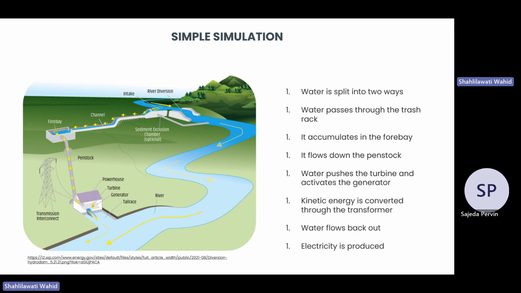After that, the water will slowly accumulate in the forebay section, and it will gain velocity when it flows down. This will help push the blades, which will then activate the generator and produce electricity. After that, the energy will be converted in the transformer, and the remaining water will just flow back out into the river. This is how electricity will be generated for all of the locals there.